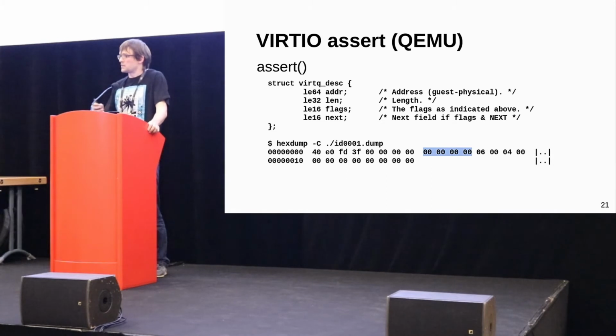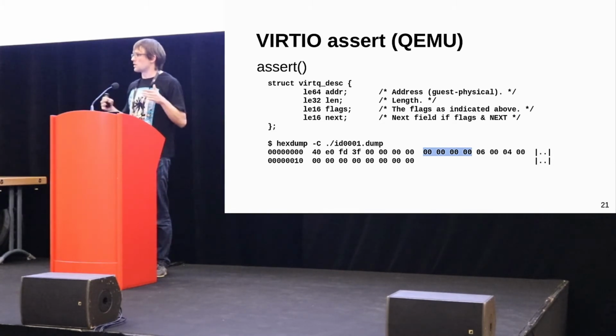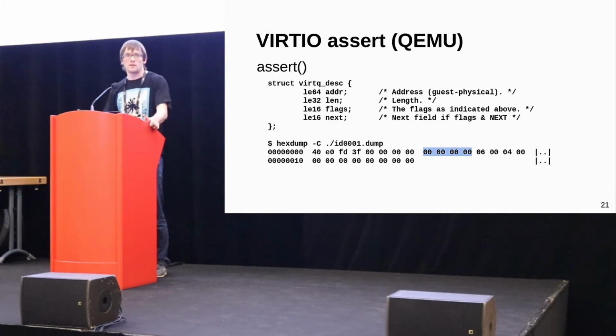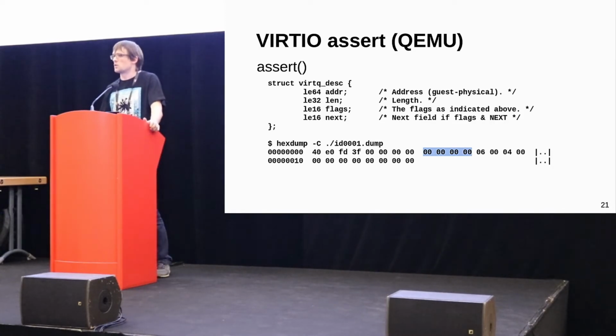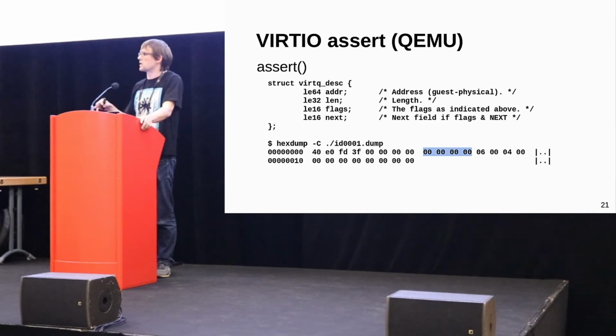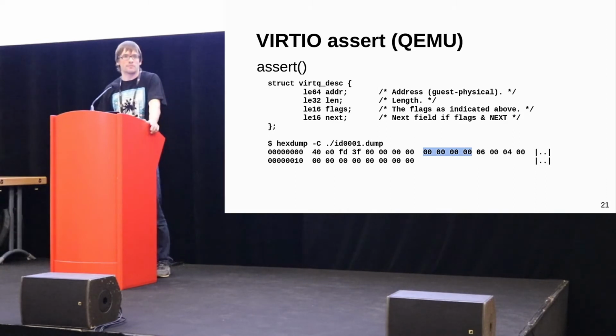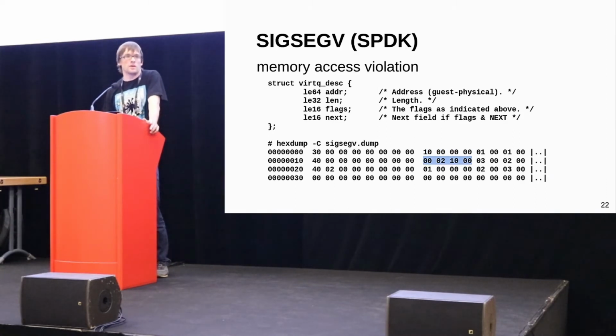First of all, we hit several assert errors in QEMU. One of such errors is shown right now on the slide. If the size of the indirect virtio descriptor table is set to null, then it will hit the error and the virtual machine will crash. It's not really a critical issue, because by doing this, the user can crash only their own virtual machine. But anyway. The next issue we found was a memory access violation in SPDK.